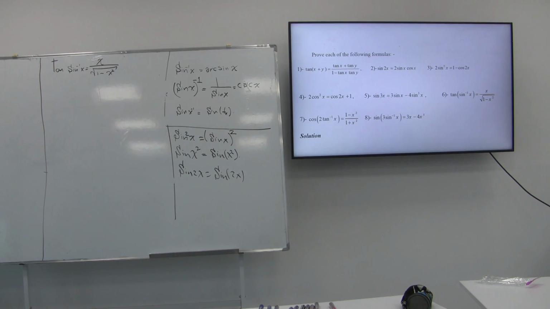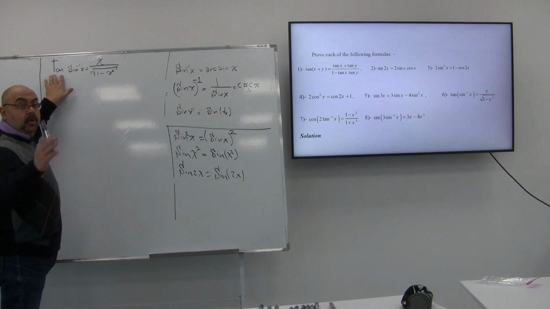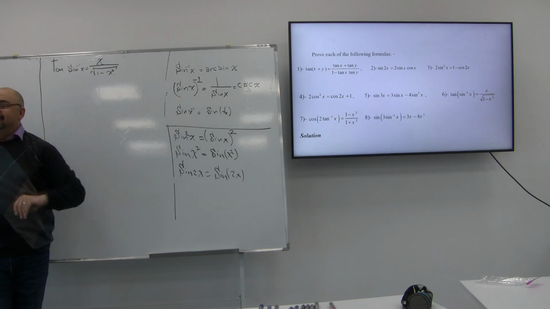What's the meaning of a sine? Meaningless. What's the meaning of a tan? Meaningless. It will have a meaning once it has an angle. يبقى لما اجي ابص على ده, this is tan of what? What's the angle? Sine minus 1 x. So I will start from this point.